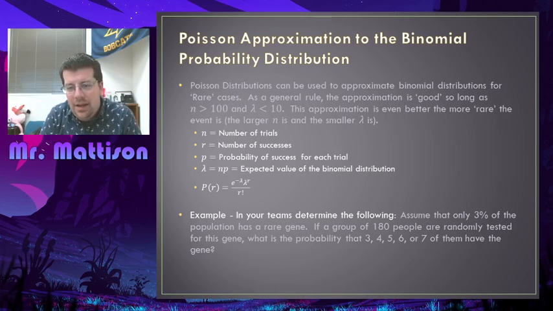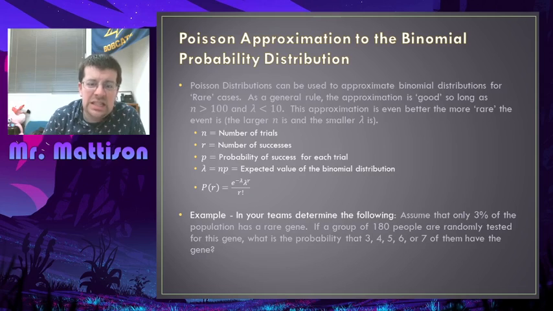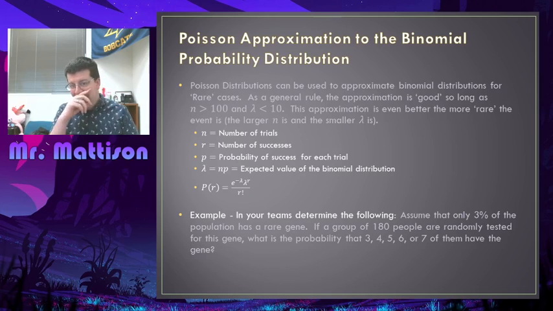So we have a rare gene that only occurs in 3% of the population, right? So if I have a group of 180 people, and I want to randomly test them for this gene, what's the probability that 3, 4, 5, 6, or 7 of them have the gene? So is this worthy, right?